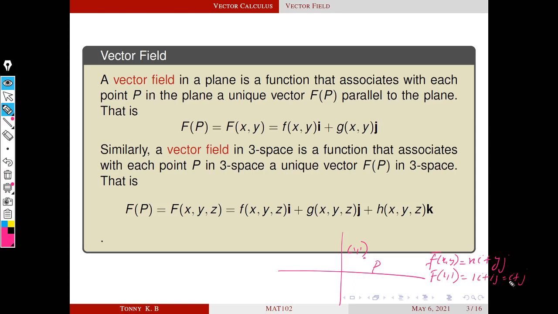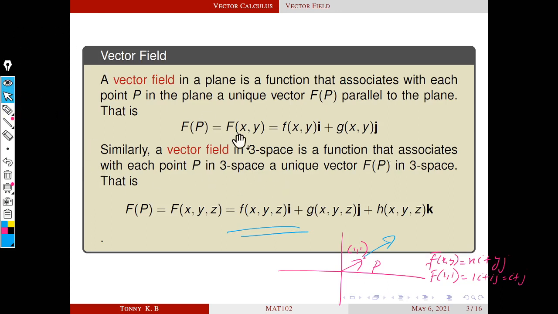Then you identify this vector. What is i + j? i + j is a vector like this, a vector like this. Then we shift this vector to this point. That's the idea. So we assign a vector at each point of a plane, and that is called a vector field. Similarly, we can define the vector field in three-dimensional space. We assign a vector at each point in three-dimensional space using a function. That is called a vector field.